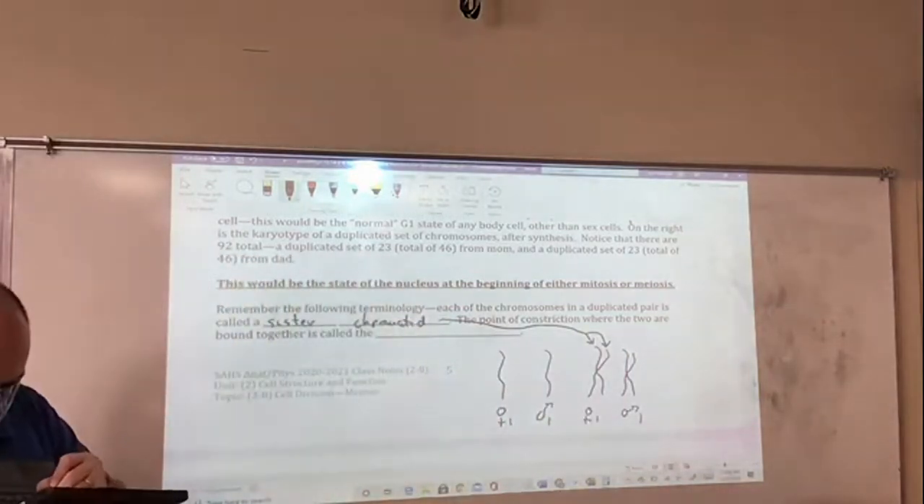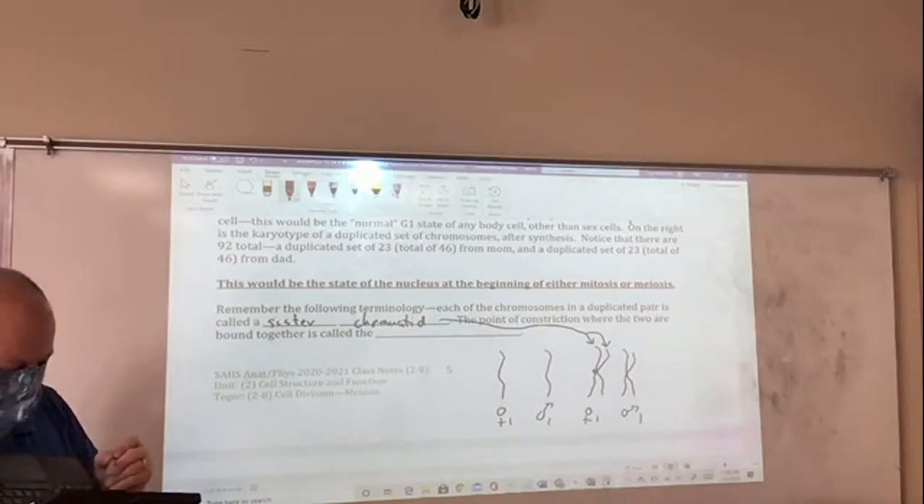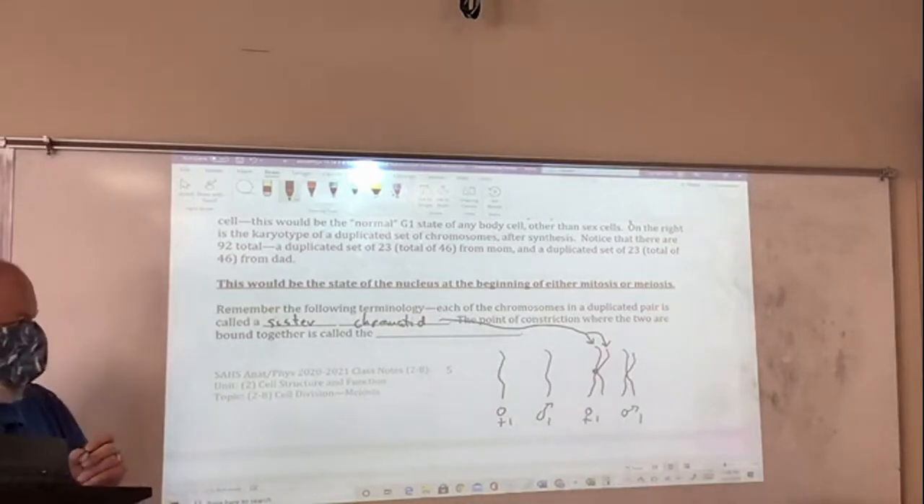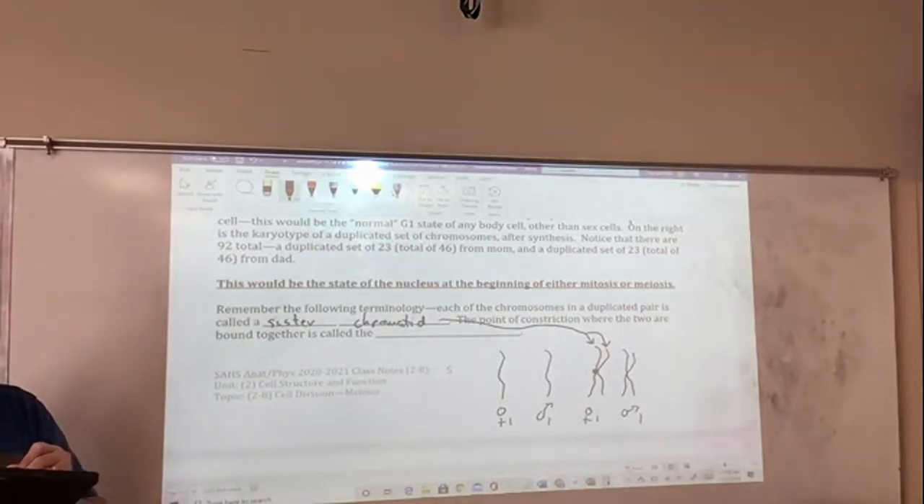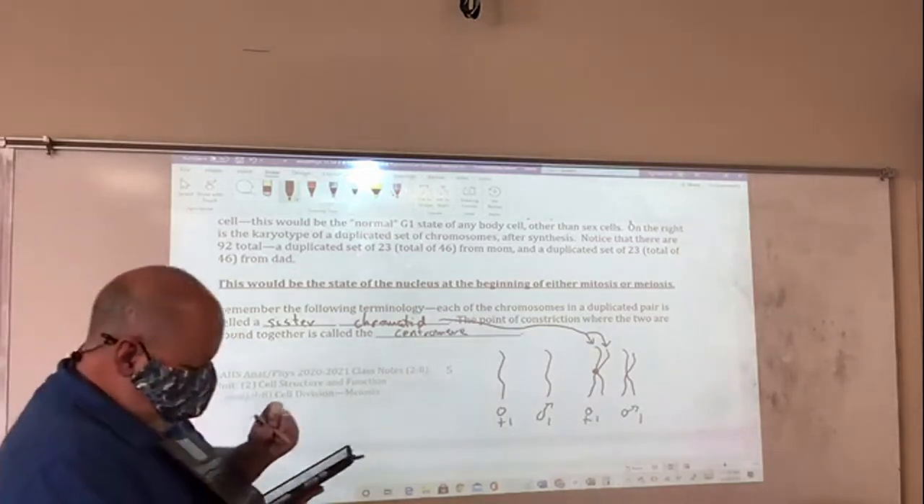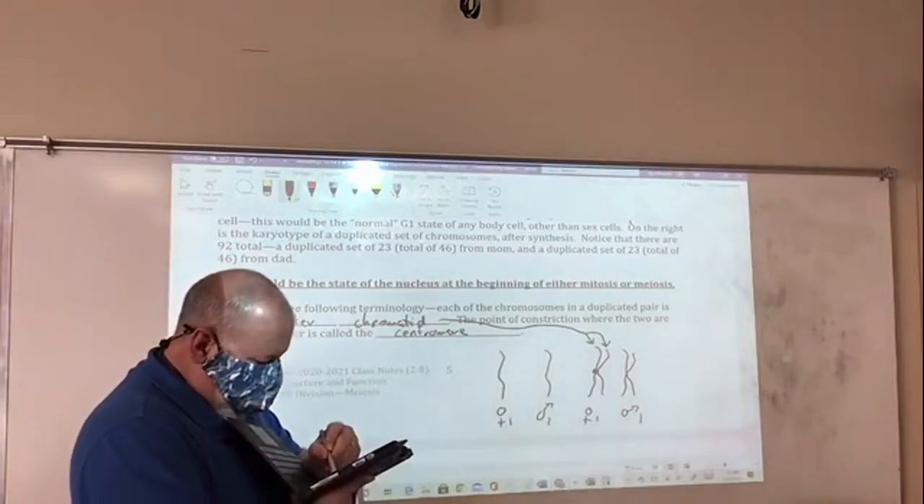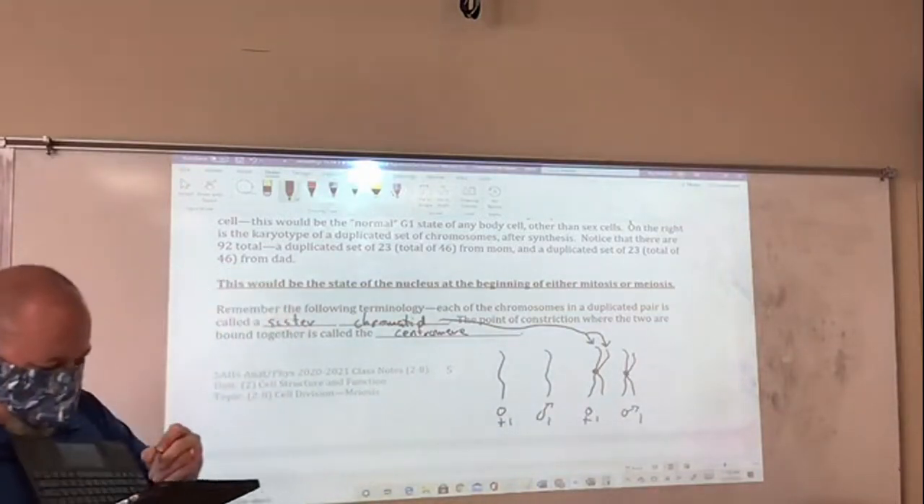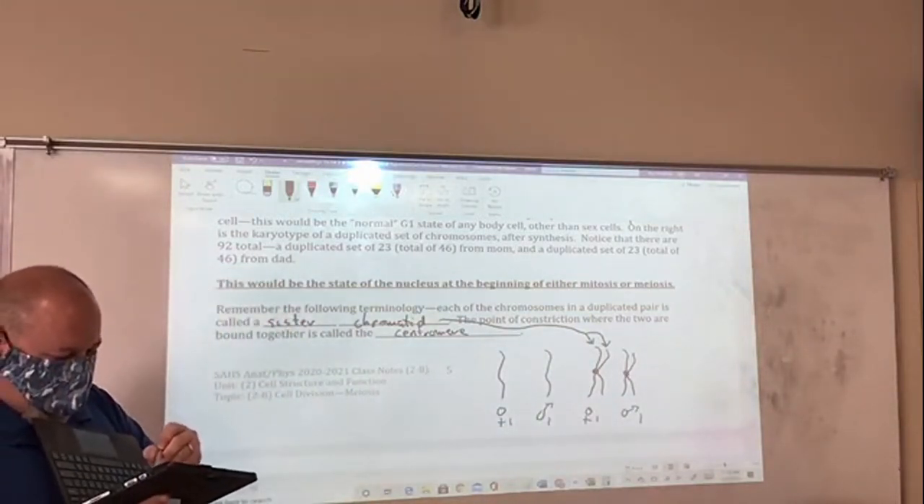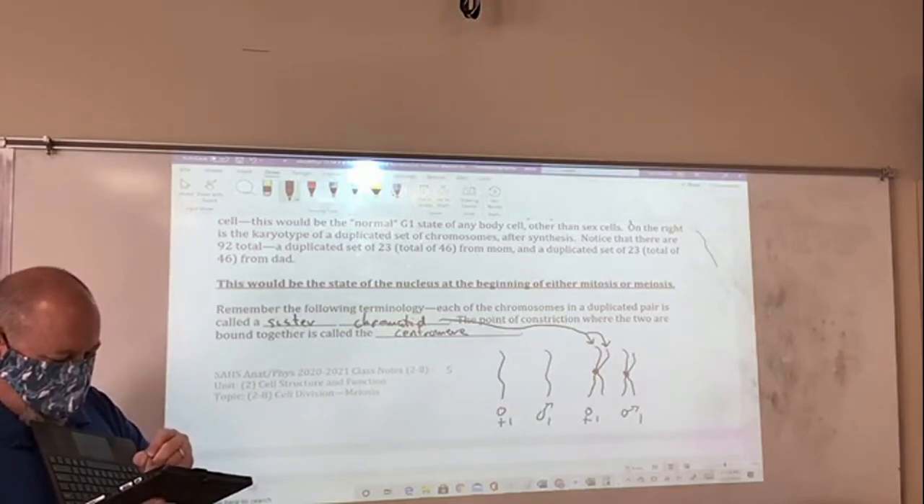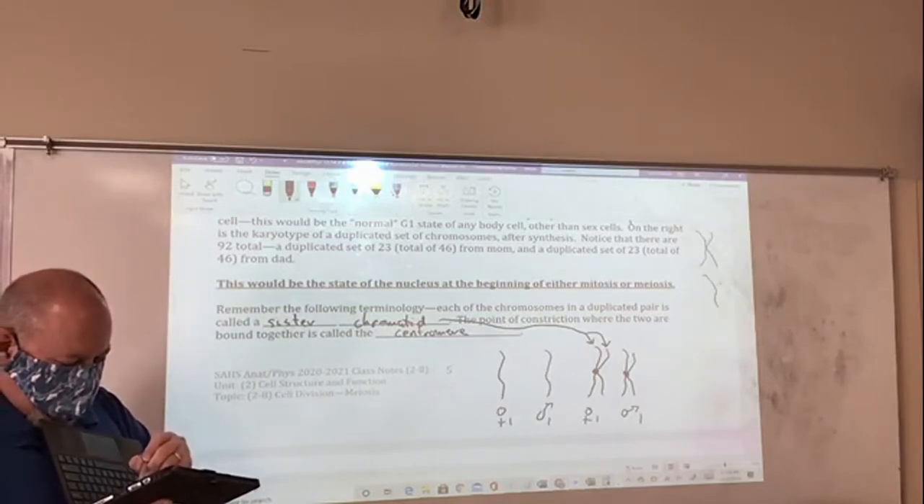And we've called this point of constriction at the center, we've said this several times already, what is that? Centromere. That's the centromere. Okay, and we said in mitosis that these things are all lined up at the metaphase plate.